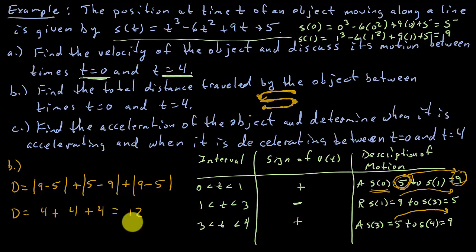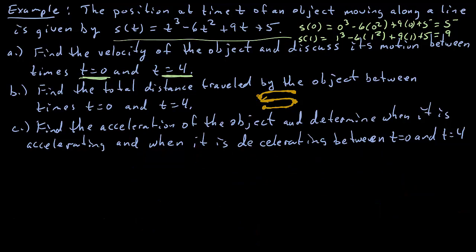Okay. All right. So now let's take a look at part C. Let me erase all this. All right. So for part C, it says find the acceleration of the object and determine when it is accelerating and when it is decelerating between t equals 0 and t equals 4. All right, so I need the acceleration function. Well, if you remember earlier, we found the velocity, which is the derivative of this. So I'll write that down real quick.